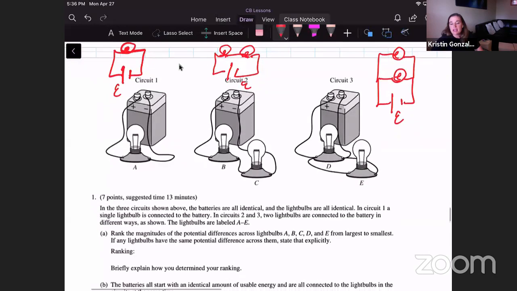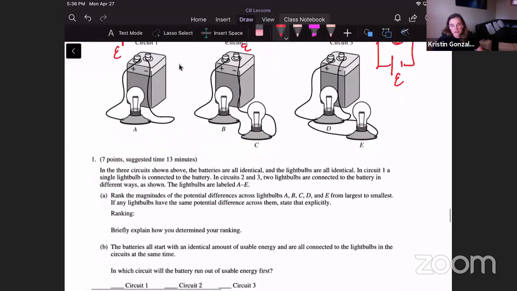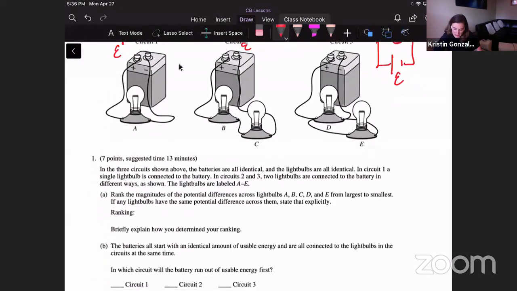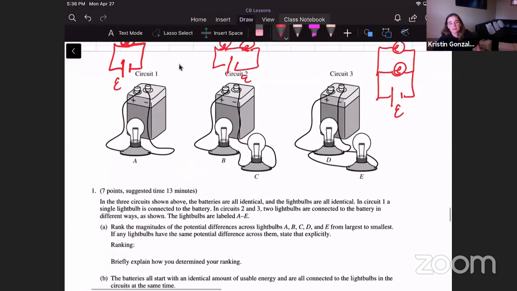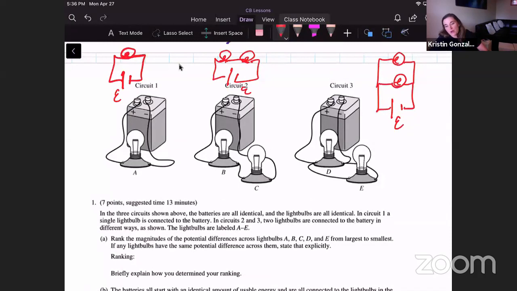Okay. And we want to first rank the magnitudes of the potential differences across light bulbs A, B, C, D, and E from largest to smallest. If any of them have the same, then you can state that explicitly. And then briefly explain how you determined your ranking. So your ranking, I'm going to give you a minute. You tell me, rank the potential differences across these light bulbs and how you know.